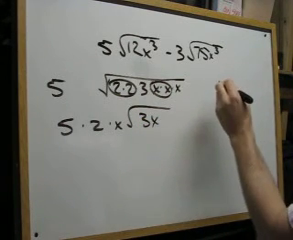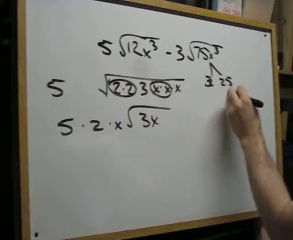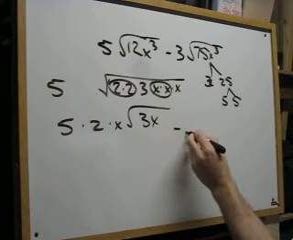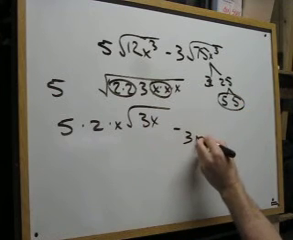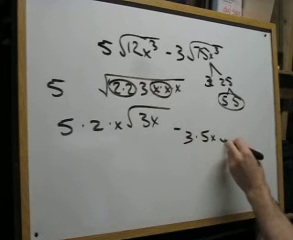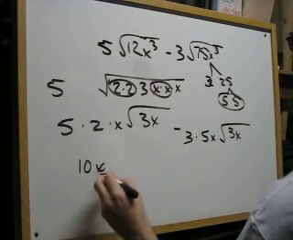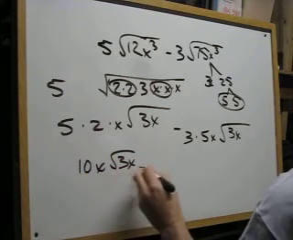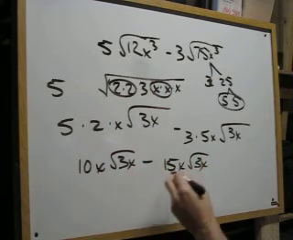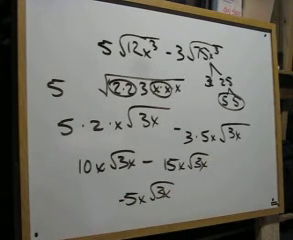And over here we have 75 reduces to 3, 25, 5, 5. So what we have left here is 3. Take my pair here, and I've got 3 x's here. So I'll pull out 1x, and I'm left with 3x in there. So I've got 10x square root of 3x minus 15x square root of 3x. Subtract those, and I'm done with that.